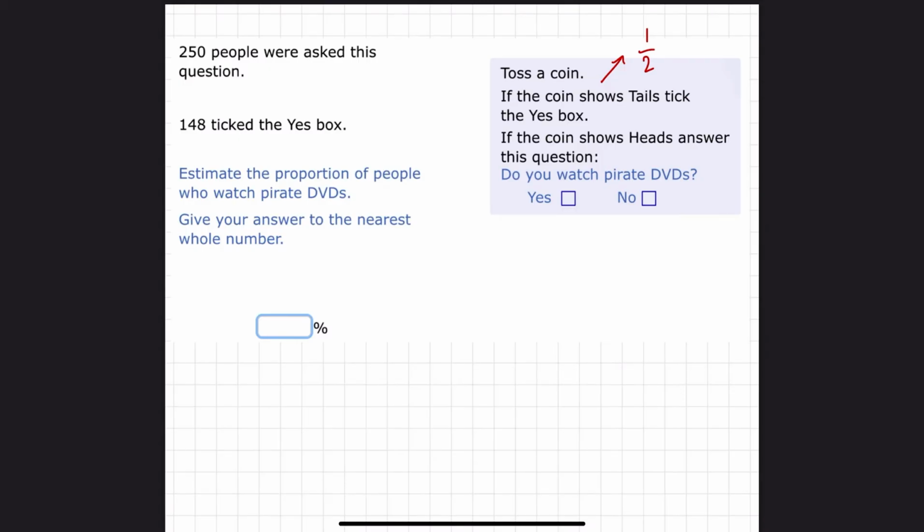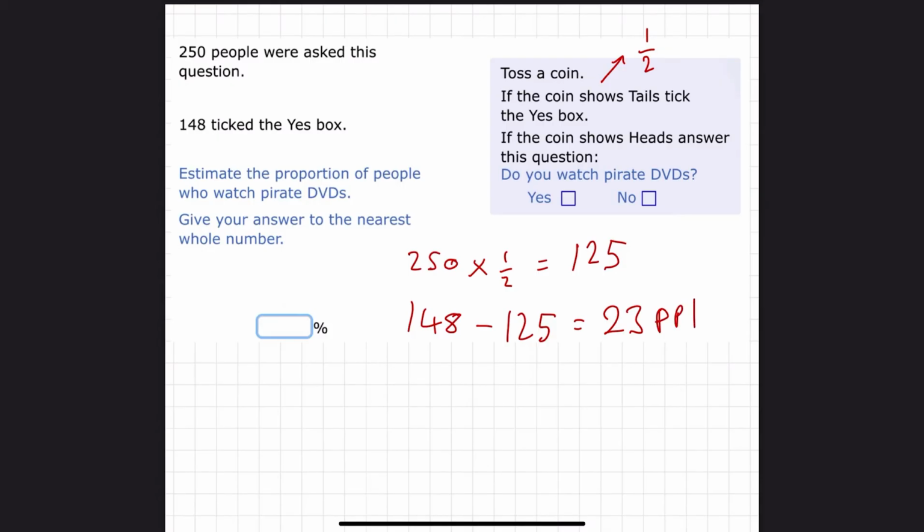So we have 250 people. We're expecting around half of them to land on a tails and just tick yes. So we're expecting 125 people to just land on tails and tick yes. So if I take my 148 people who ticked yes and get rid of the 125 people who we're assuming just landed on a tails, we have 23 people who actually watch pirated DVDs.